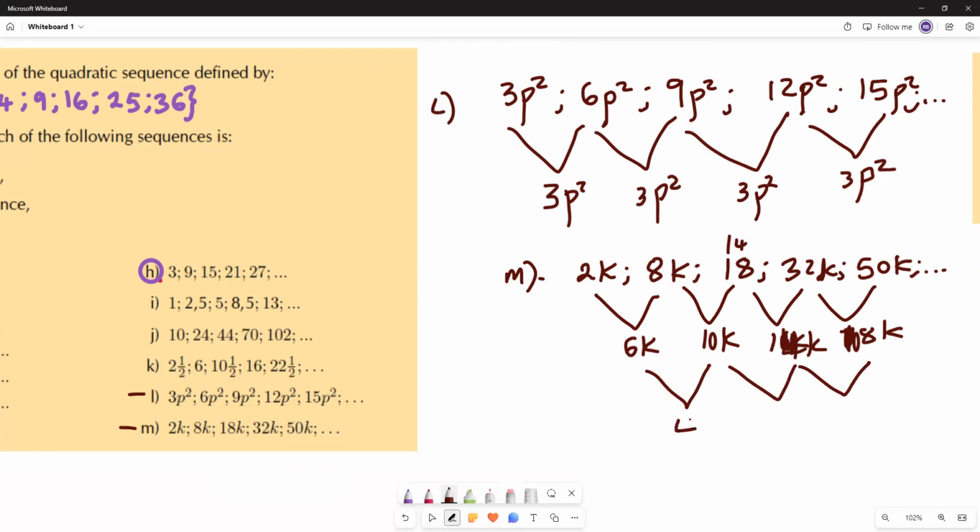10 minus 6 is 4. 14 minus 10 is 4. 18 minus 14 is 4. Then you can see that the constant difference is the second one. So you're going to say quadratic. The reason is because there's a constant second difference. Okay, perfect. Now let's go to the next question.